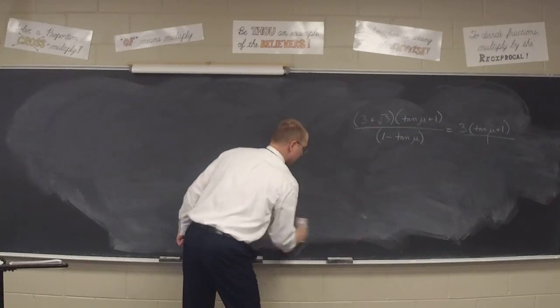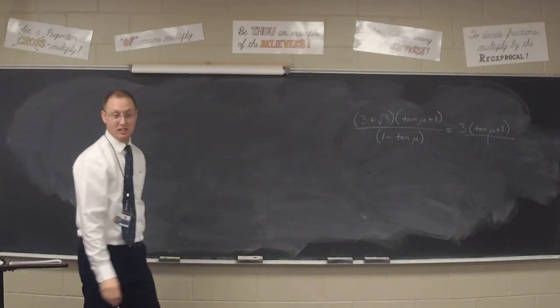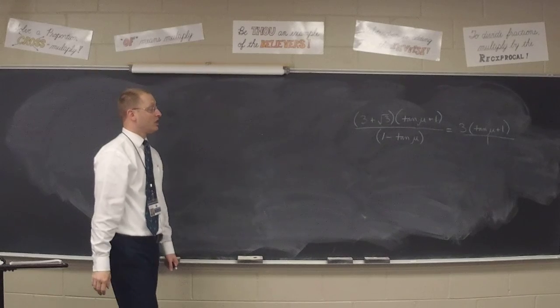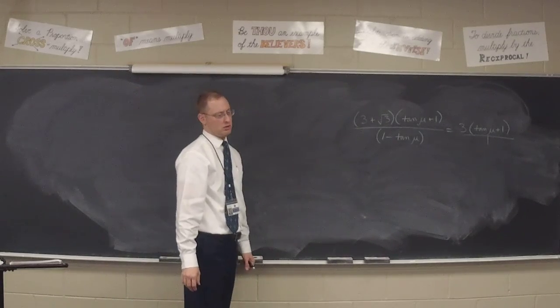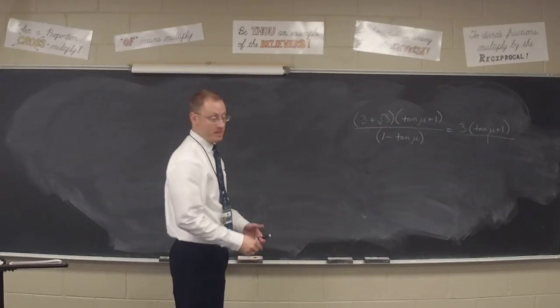This should be 3. Alright, looks like we're doing... Cancel the 1 minus tangent mu to 1 minus tangent mu. Distribute the 3? Let's not. Okay, let's do this instead.